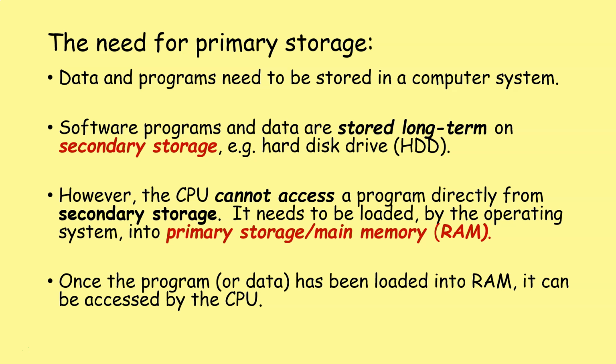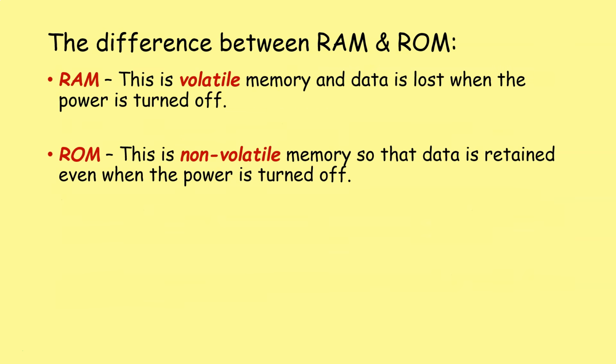It needs to be loaded by the operating system into what we call primary storage or main memory, typically our RAM. Once the program or data has been loaded into RAM, it can be accessed by the CPU. Classical comparison, you always get this in the exam, is between RAM and ROM. RAM, random access memory, is volatile. That means memory and data are lost when the power is turned off. ROM, read-only memory, is non-volatile, so the data is retained even when the power is turned off.